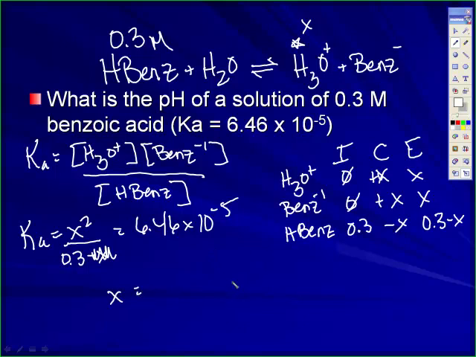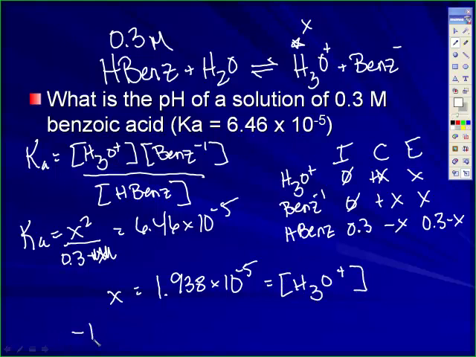If you multiply each side by 0.3 and take the square root of that answer, you'd get X equal to 1.938 times 10 to the negative fifth. And remember, again, that's equal to either one of these, but the only one we really care about is H3O plus. So we're going to find the pH by taking the negative log of H3O plus, which is that number right there. If I do that, I get an answer of 2.356.